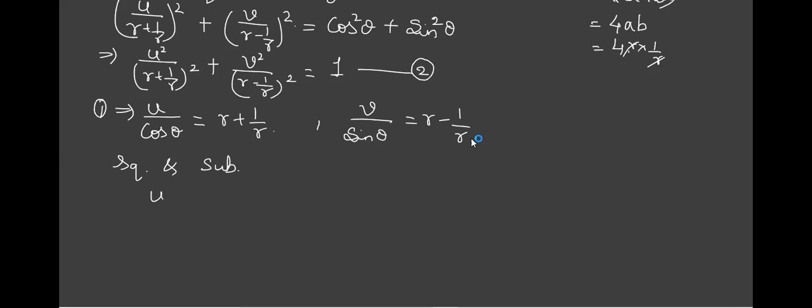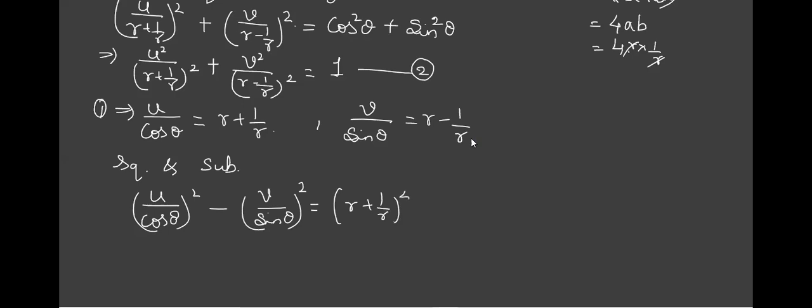So LHS part, U divided by cos theta, first square it. Similarly, B divided by sin theta, square it. So for these two LHS parts, we need to subtract it. So there will be a minus. Similar way, R plus 1 by R the whole square, and here R minus 1 by R the whole square, we need to subtract it.